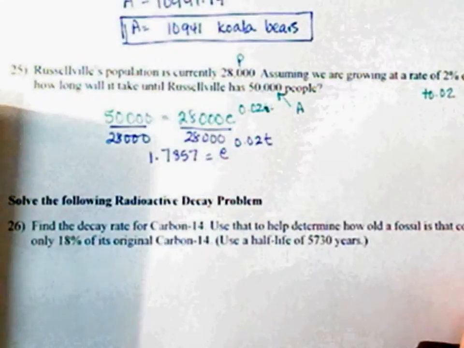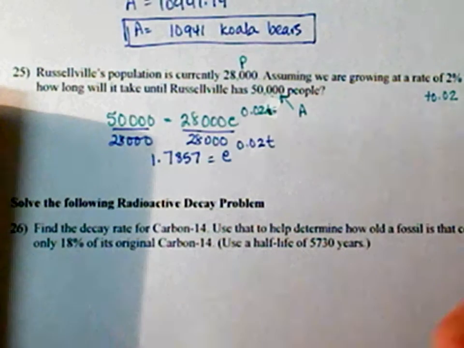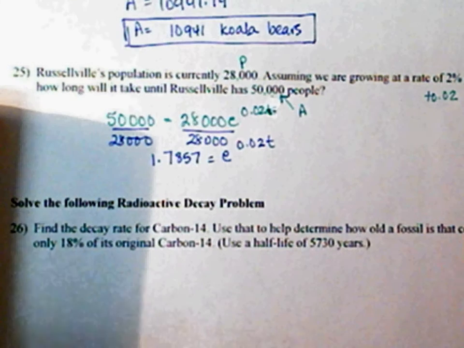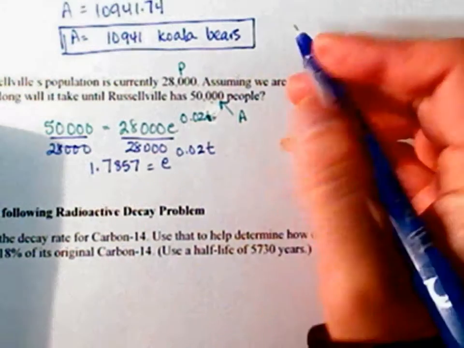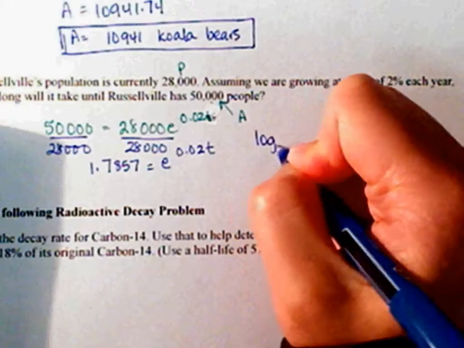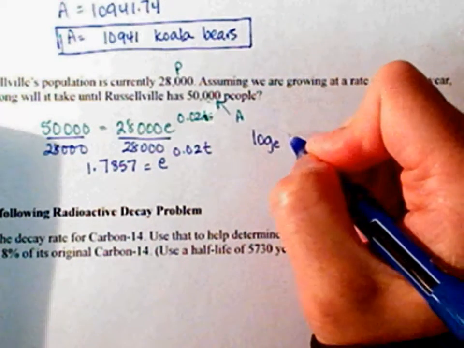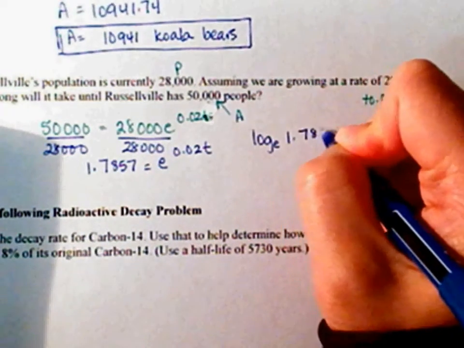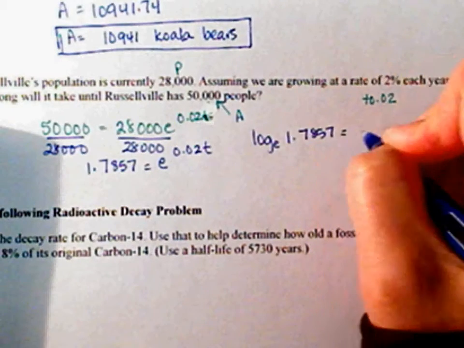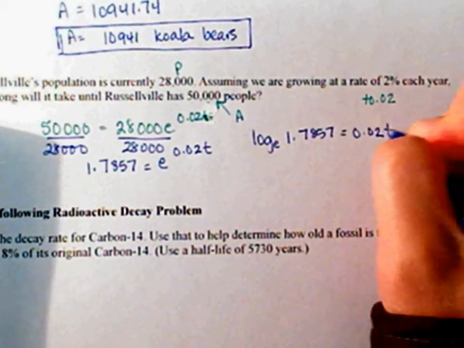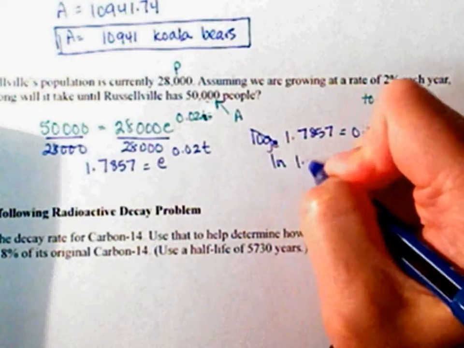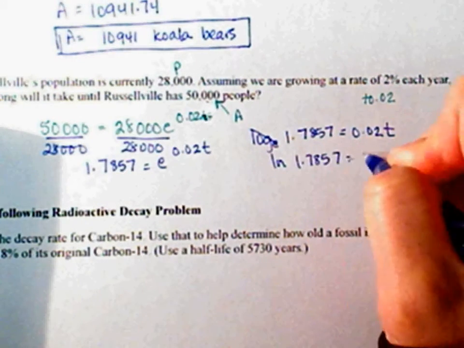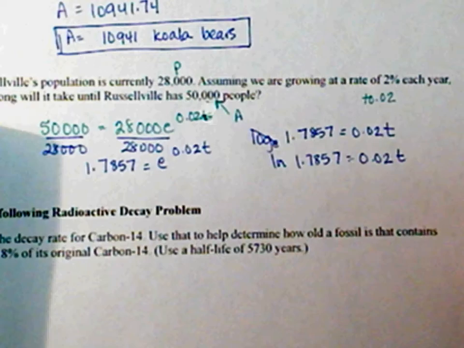Now notice I'm solving for how long, which is your t. It's in the exponential position. So I'm going to go into natural log because it's a base e. Okay? But if you're stuck, go ahead and write it like this first. Log base e of 1.7857 is equal to 0.02t. You can write it like that. Log base e is the same thing as natural log. And now you can divide by 0.02.